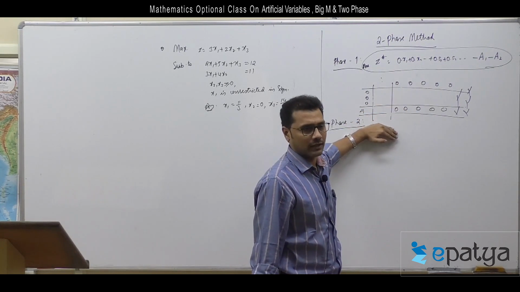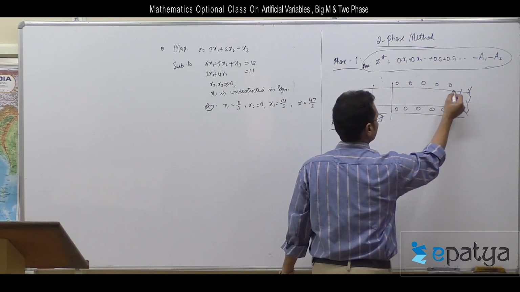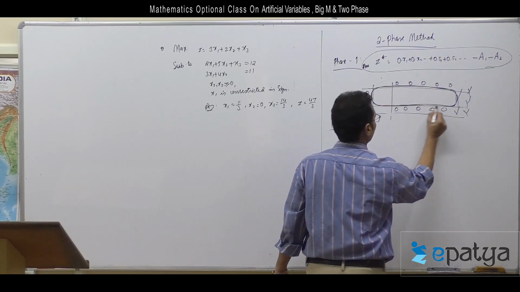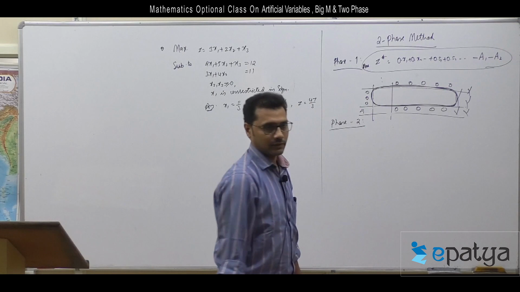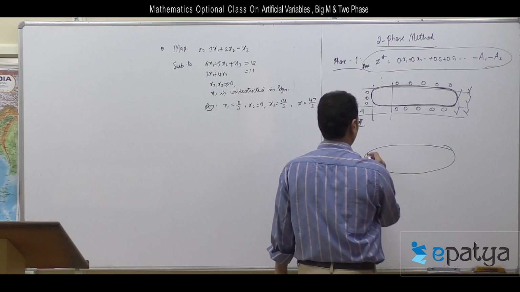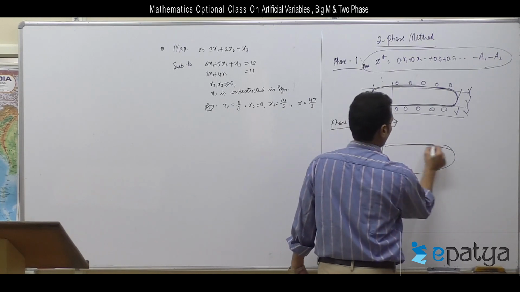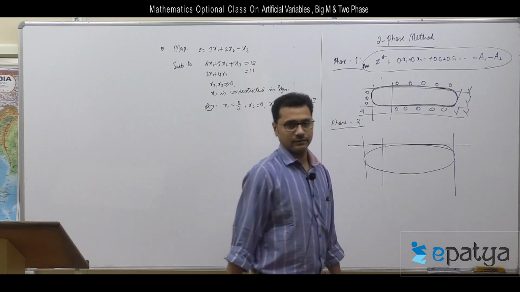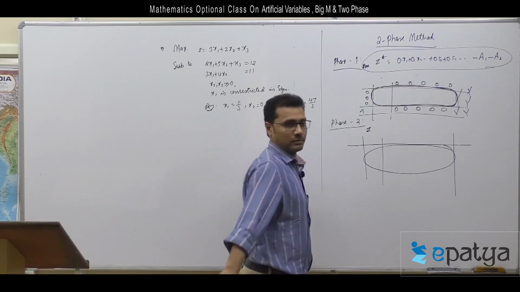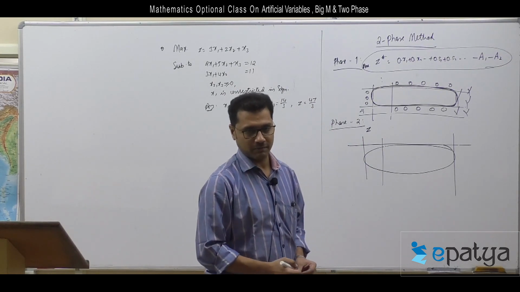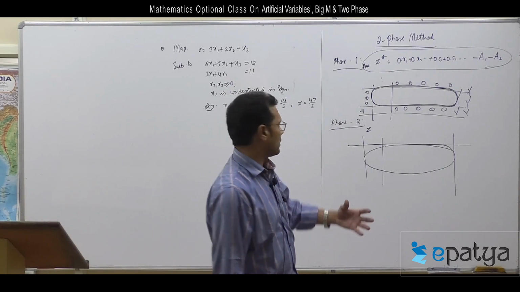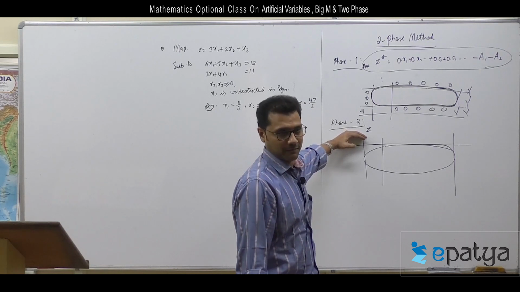Then what would be phase 2? Whatever solution space I have here, this is the solution space of phase 1. That solution space I will consider with the original objective function. That means my z comes into picture now. Till that time z will not come into picture. The original objective function comes into picture only with the beginning of phase 2.